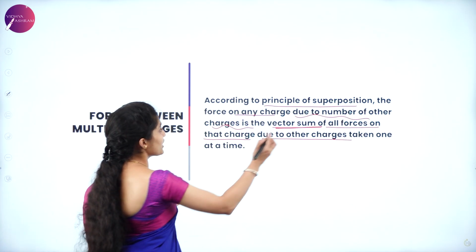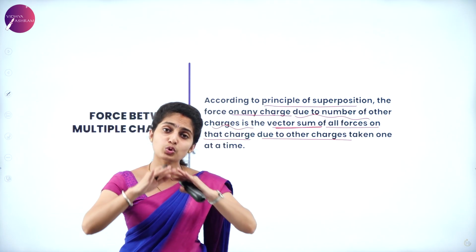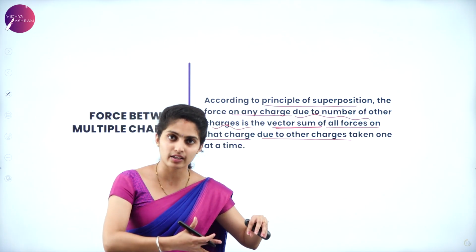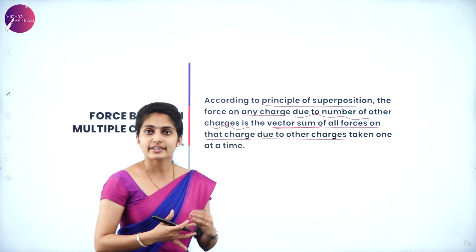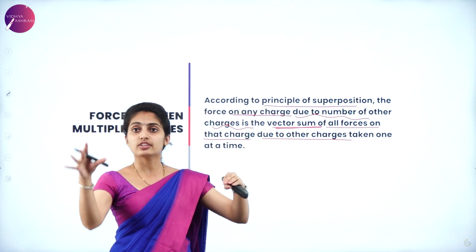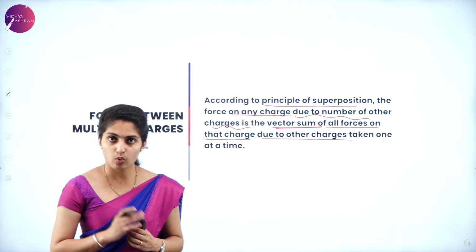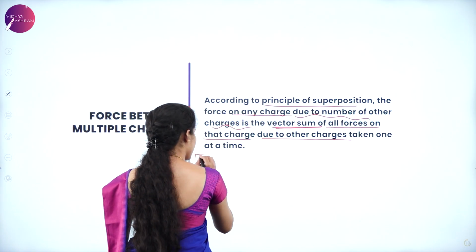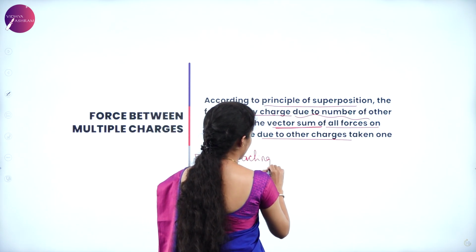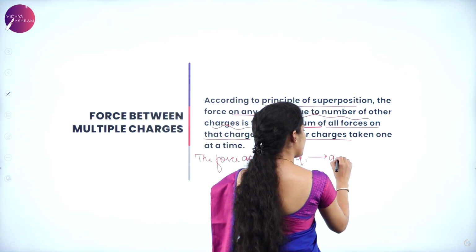So what does it say? The force on any charge, it can be on any charge due to a number of other charges. On one charge, the force exerted from all other charges is the vector sum of all forces on that charge due to other charges, taken one at a time. So how can you give this? Suppose we consider the force acting on Q1 due to Q2.